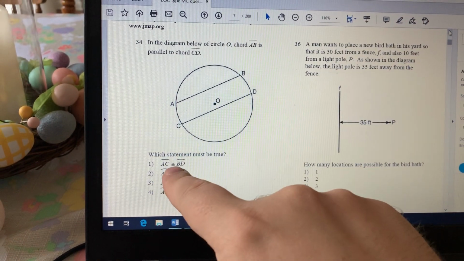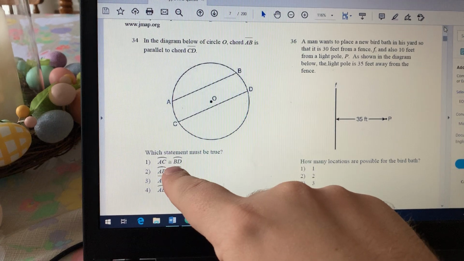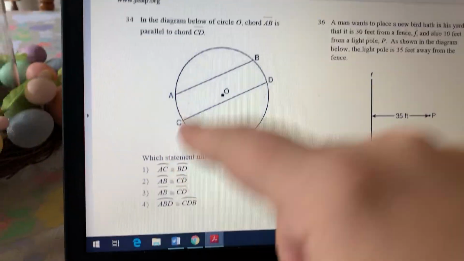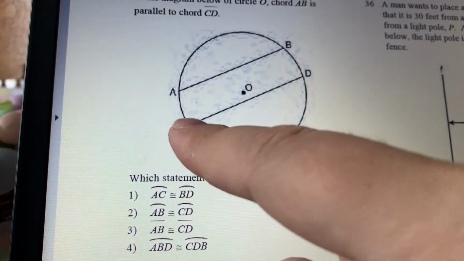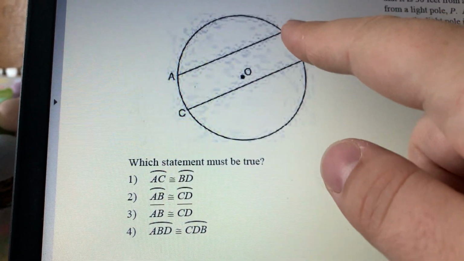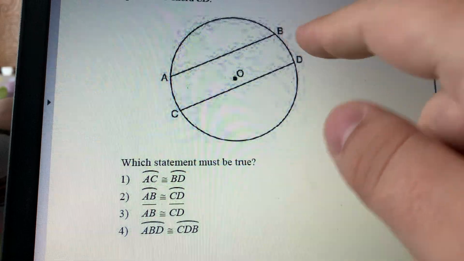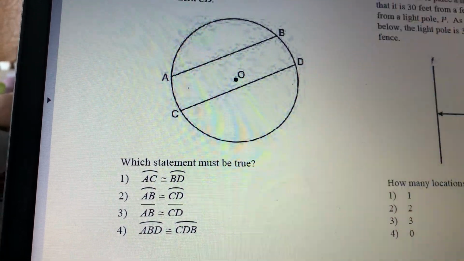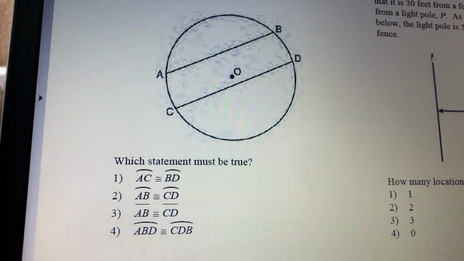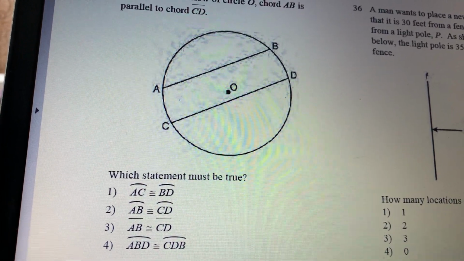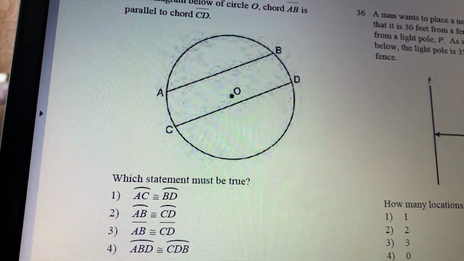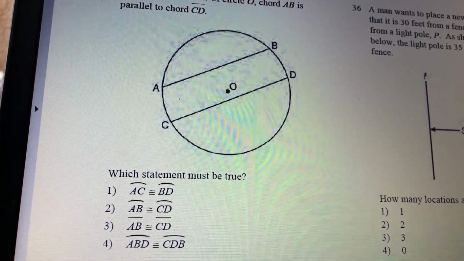All right, so first one, arc AC is congruent to arc BD. Again, that's the little congruency symbol in between. If I look, the length of AC congruent to the length of BD. Length or degrees, I think they're going for length in this one. Those do look pretty close. Okay, AC and BD, so let's revisit that.